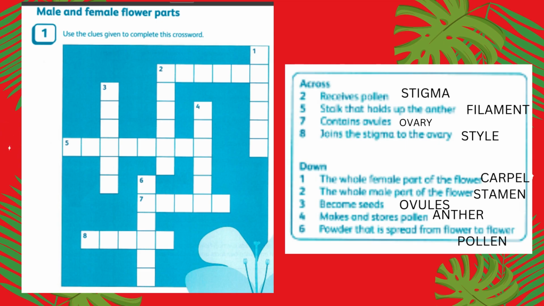Down: the whole female part of the flower. This is carpel. The whole male part of the flower. This is stamen. Become seeds. Ovule. Make these and store pollen: anther. Powder that is spread from flower to flower. That is pollen.